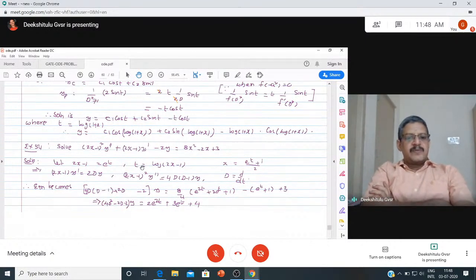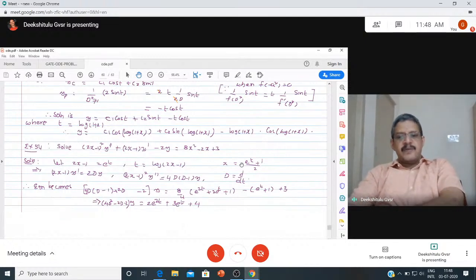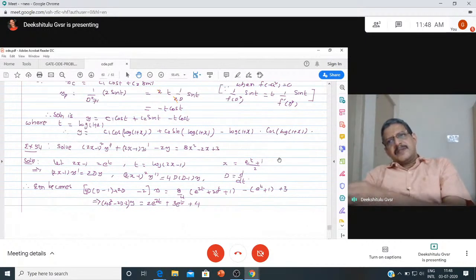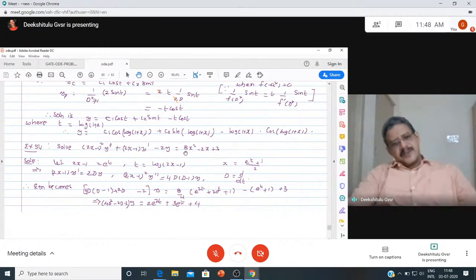So again 2x minus 1 is equal to e power t, or t is equal to log 2x minus 1, or x is equal to e power t. In the multiple answer questions, the right answer may be any of these things. 2x minus 1 is equal to e power t. T is equal to log 2x minus 1, or x is equal to e power t plus 1 by 2.